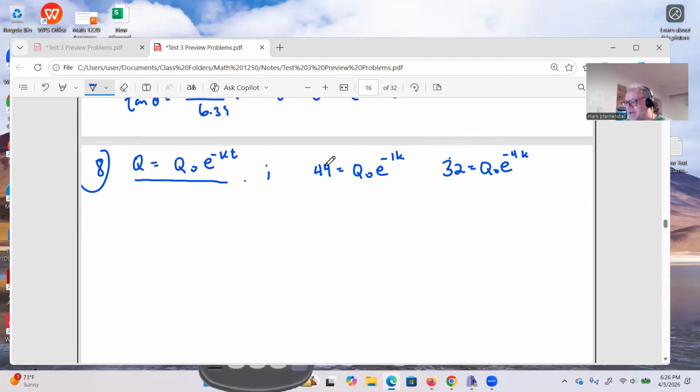Here we have, after 1 hour, 44 units. After 4 hours, 32 units. And we have to figure out how to solve this. We have two equations and two unknowns. That's always the thing you're looking for.